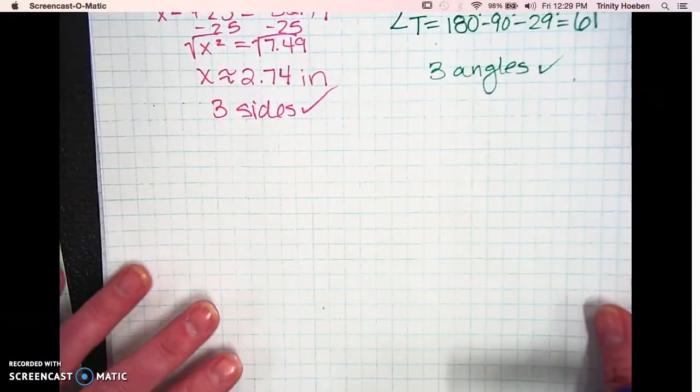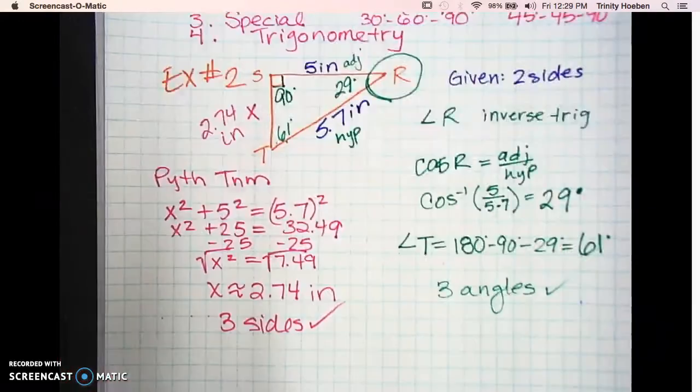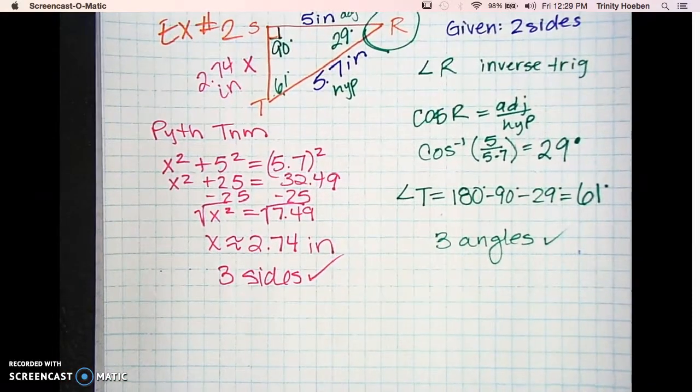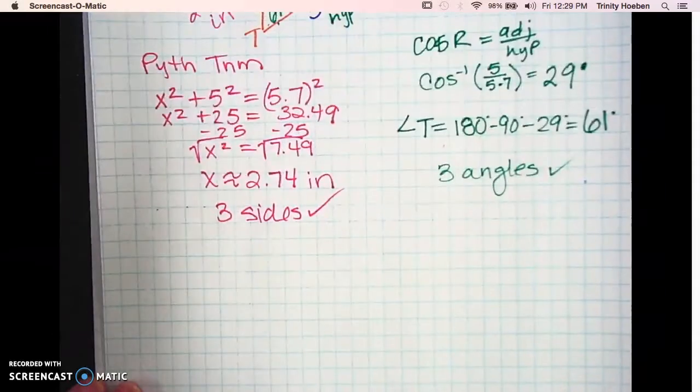So that was when you're given two sides. Let's try it now when you're only given one side and one angle. So that's going to be example 3.